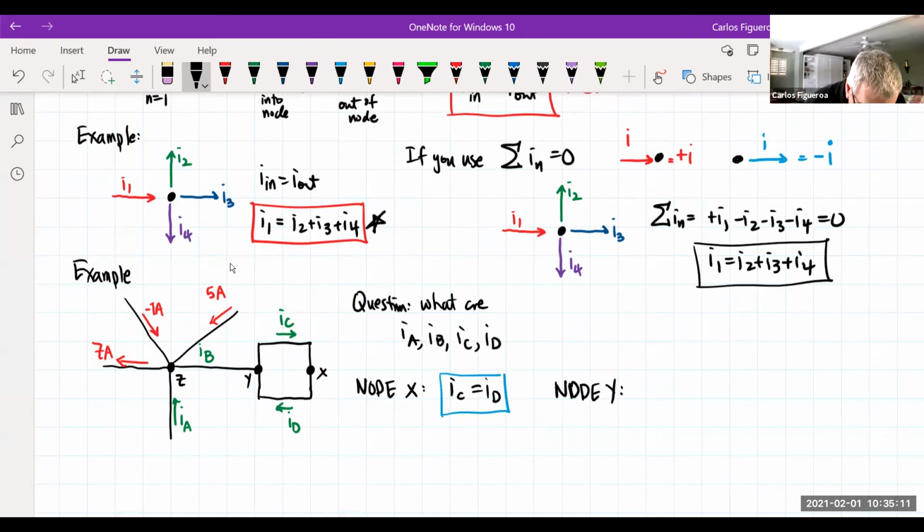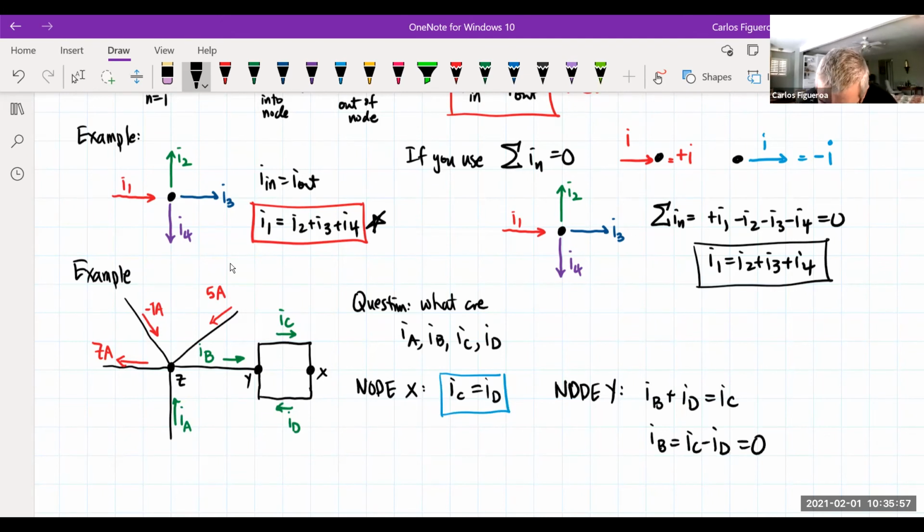If I look at node Y, I've got to pick a direction for IB. It seems like a reasonable direction for the current might be in this direction right there. So I'm going to say that IB is going in that direction. Let's go look at KCL. I look at how many currents are coming into Y. The currents coming into Y are IB plus ID. What's the current coming out? IC, right? The currents in equal the currents out. So IB equals IC minus ID, but note that that's 0 right away.